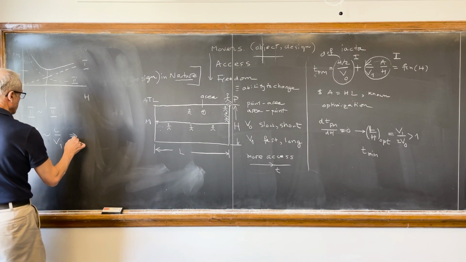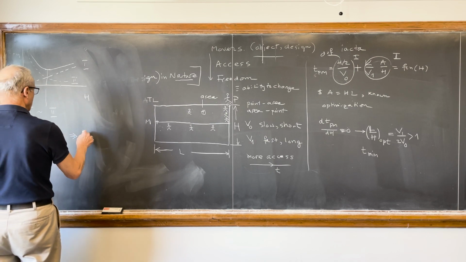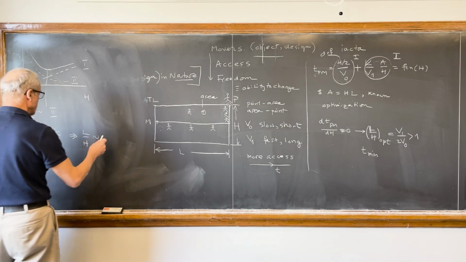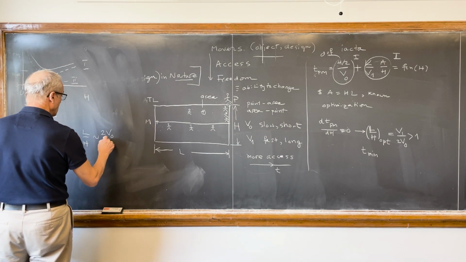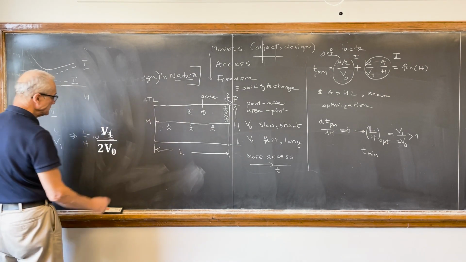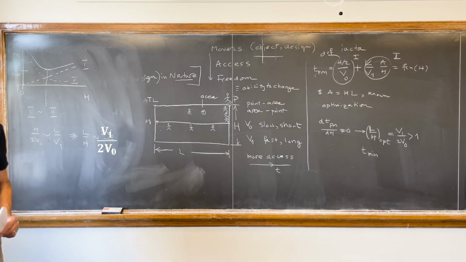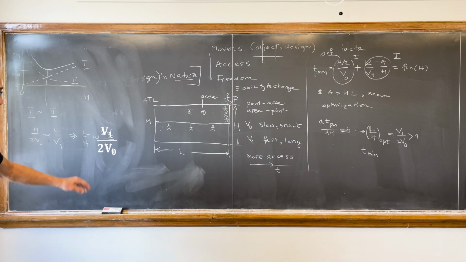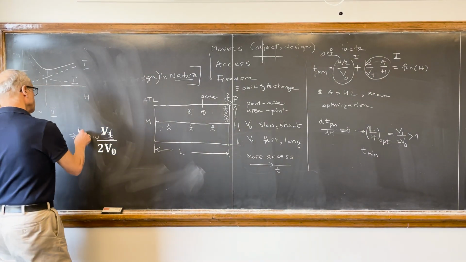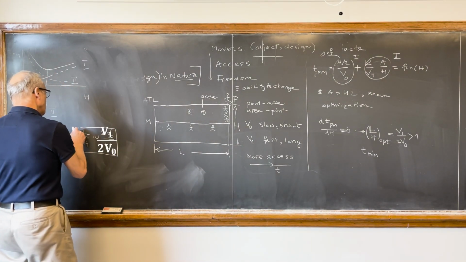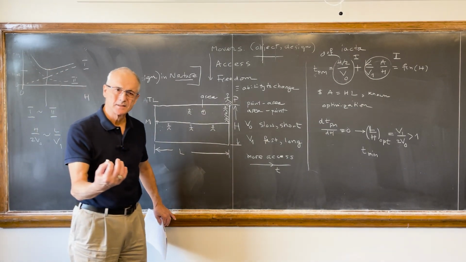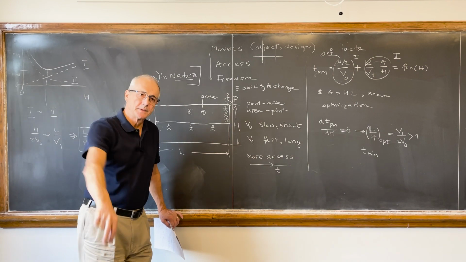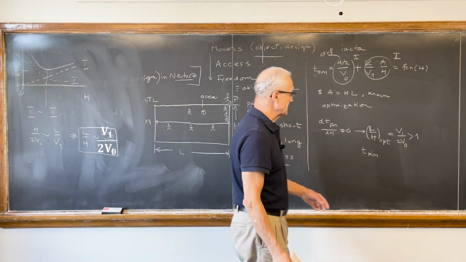Which of course takes you to the conclusion that L over H should be, in an order of magnitude sense, the same as 2V0 over V1. This is the aha moment, which is that the cheap and fast way coincides in terms of predicting, or falls right on top of, the exact conclusion.